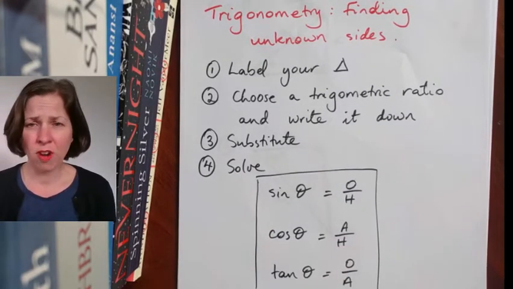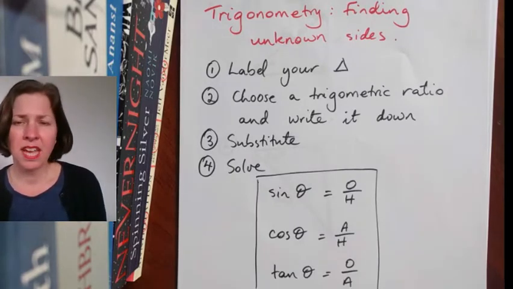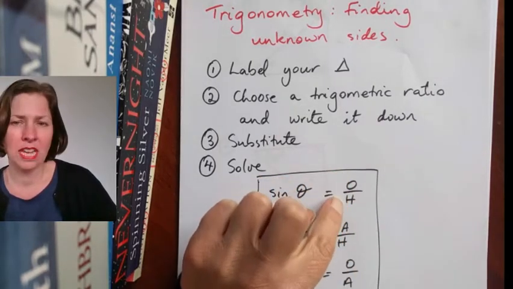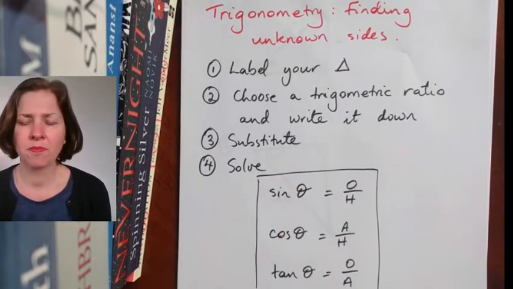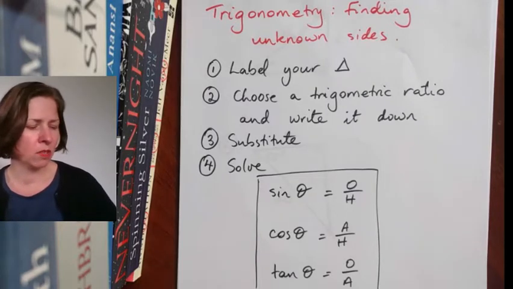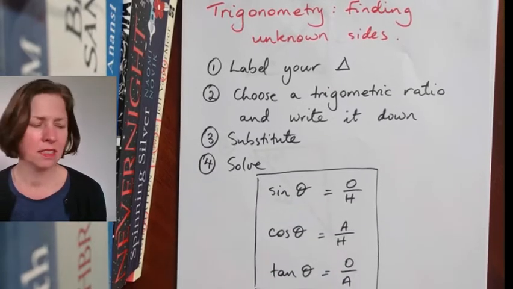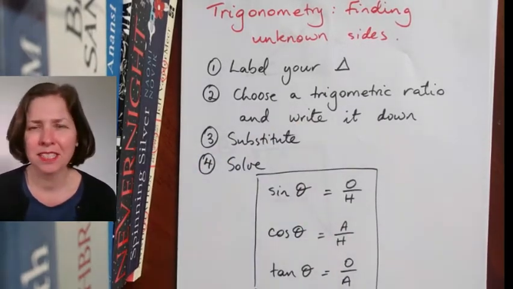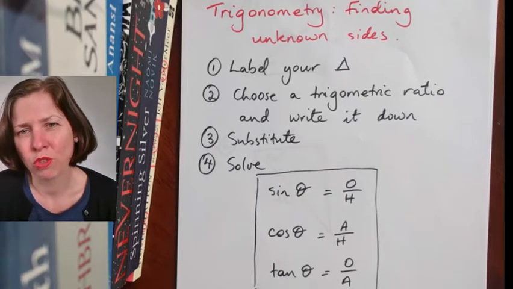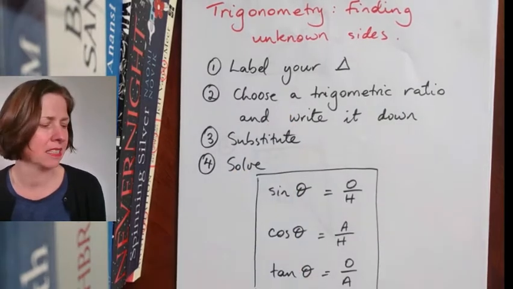So if I had a triangle and the unknown side was the opposite, and I also knew the hypotenuse, opposite and hypotenuse together, that's going to be sine. If I knew the adjacent, but the unknown was opposite, well, adjacent and opposite together, I'm going to choose tan theta. Now, in my experience, most people that get these questions wrong started out by choosing the wrong trig ratio. So take a bit of extra time to make sure you understand this step.